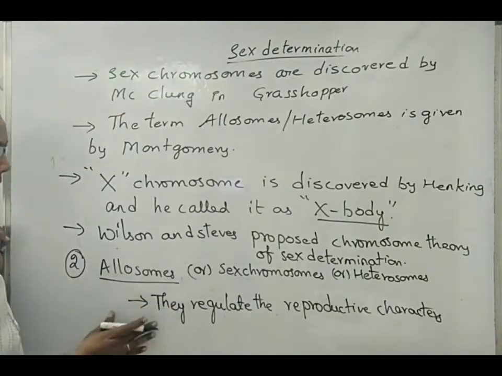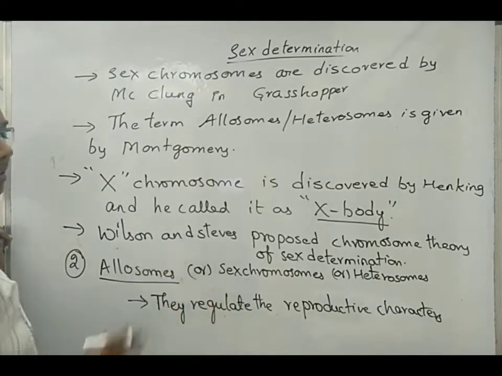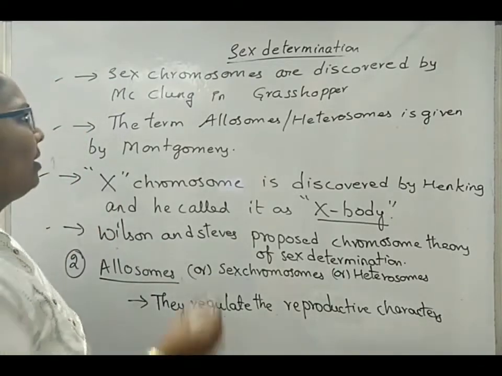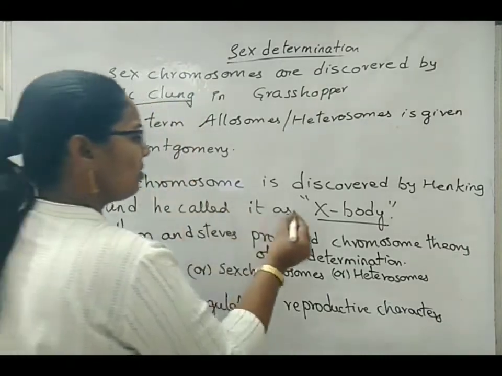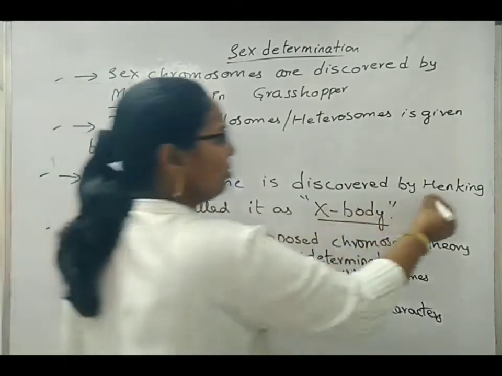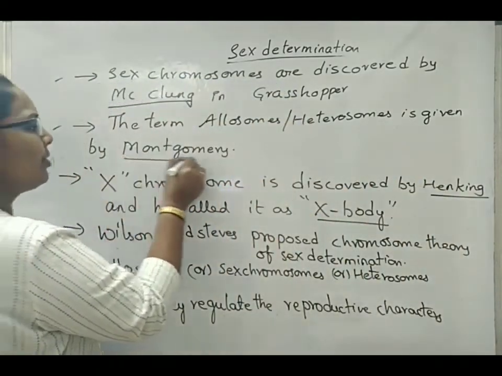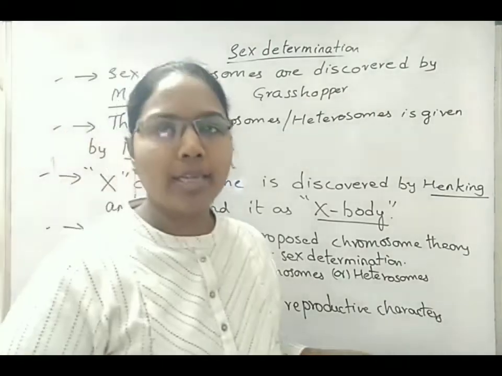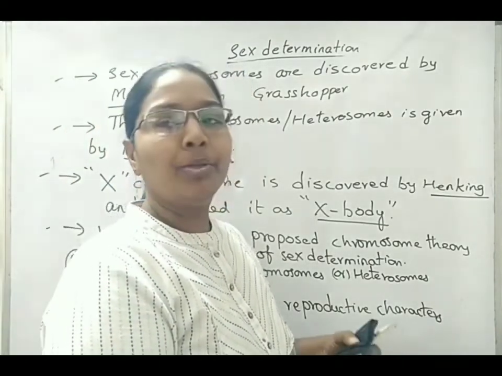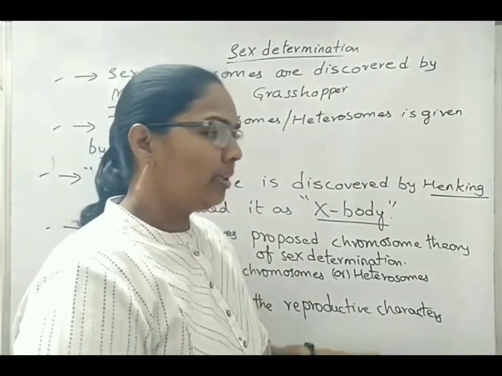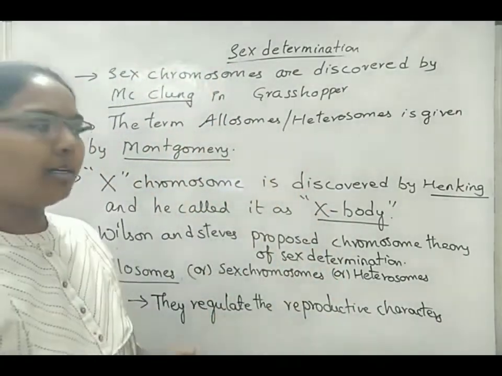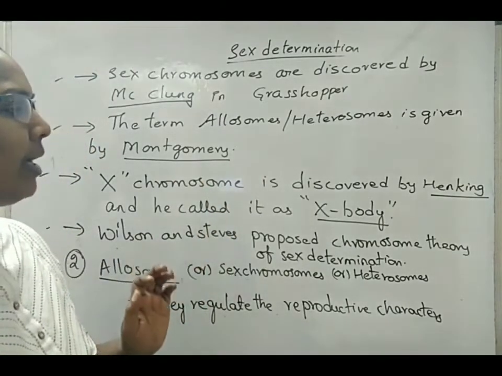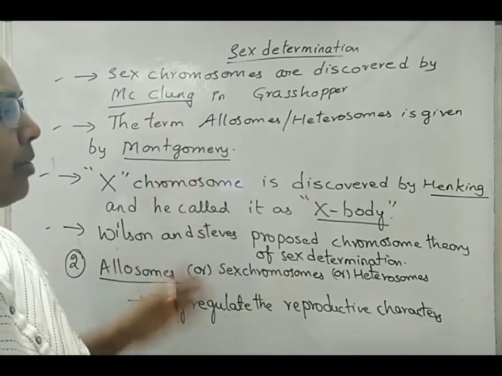In addition to the point that I have written here, they regulate the reproductive characters. These are some of the extra points that are necessary. In this chapter, the scientist names are also very important, so please go through the scientist names and the contributions given by different people, whether scientists, biologists or naturalists. They have each given their own contribution to the field of biology. From this chapter, some of the questions and points are selected from previous questions also and framed into a concept. So please go through each and every point that I am writing on the board.